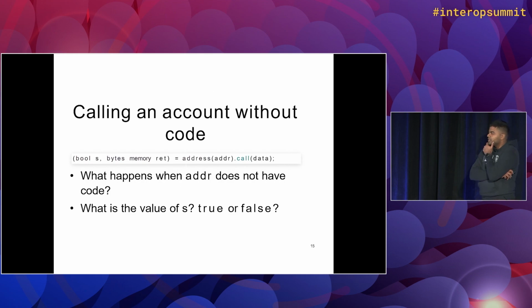Now let's look into a different problem in the EVM. So here is a small snippet of Solidity. It's a low-level call that just calls a contract with some data, and it would just have the success value, which is a Boolean, and whatever was returned from the contract as a return type. So what happens to this call when the address doesn't have any code? Any guesses? Go on.